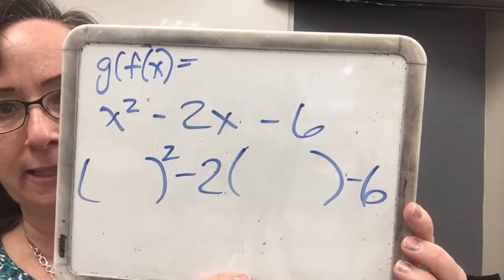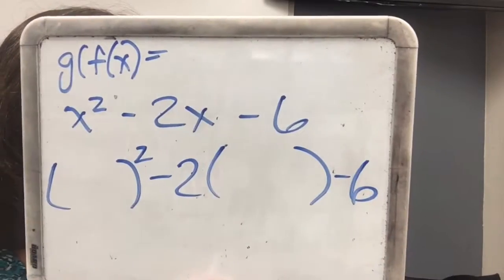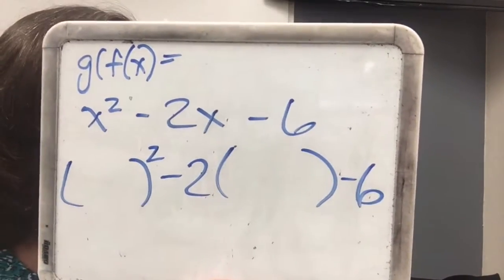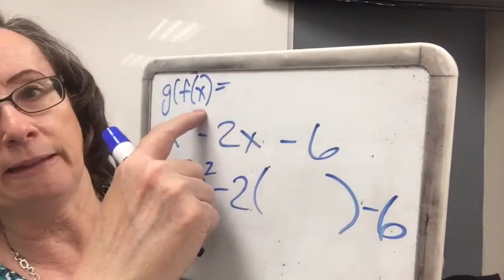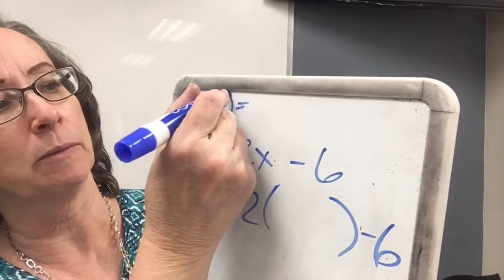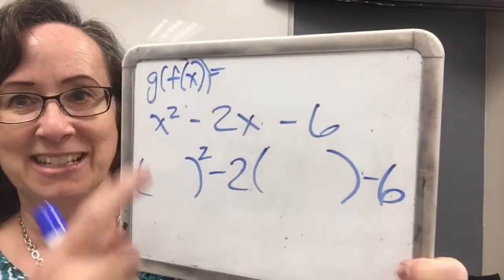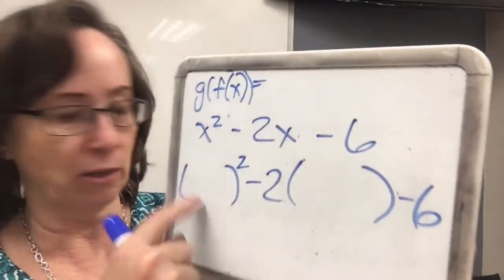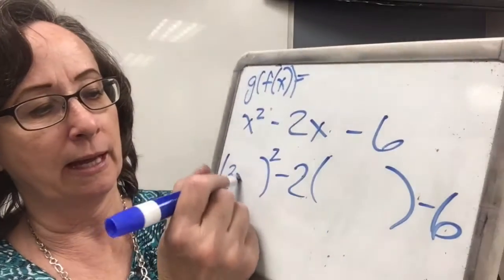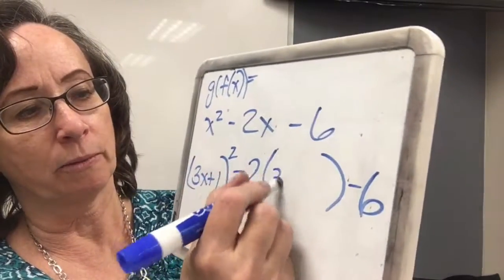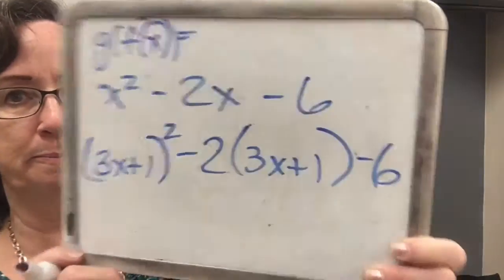So that's my little skeleton where I took out the x's, and now in place of the x's, I'm going to put my f function. I slide the f function in. This really should have one more parenthesis, shouldn't it? Okay, so I slide the f function into these holes, and my f function was 3x plus 1. So 3x plus 1, 3x plus 1.